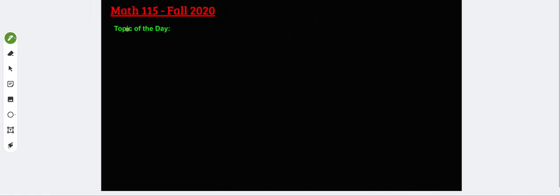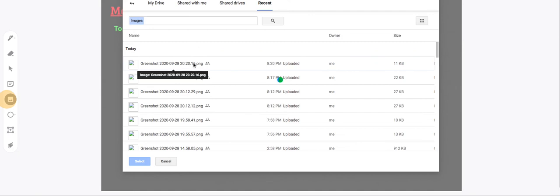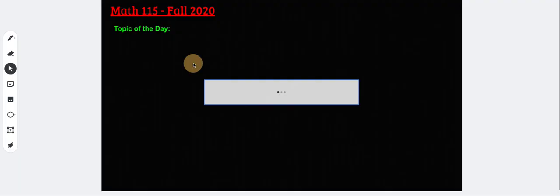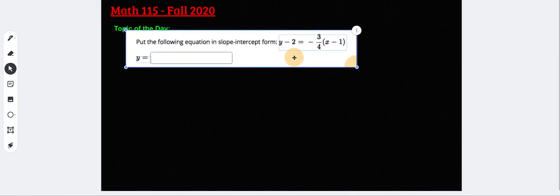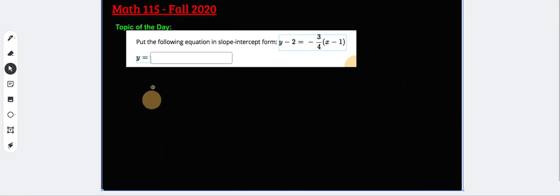This is called something else. This name for this one, I'm going to paste that image in so you can see it again. And here we go. Okay, now you'll notice a couple things about this problem. This has got a point, okay, and it's got a slope. This is actually called point slope form. It's called point slope form.